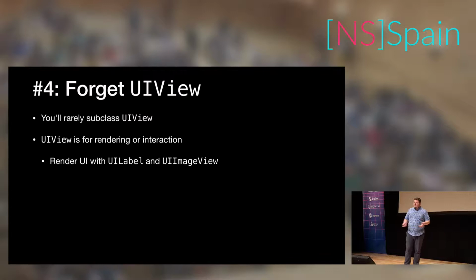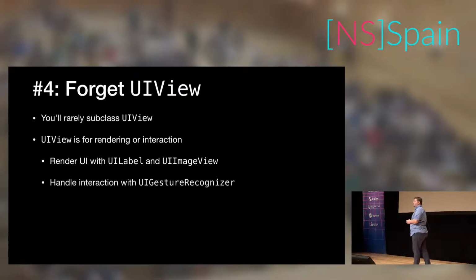Everything is pretty much drawn with label or image view. I can't think of exceptions to this. Interaction, if we need custom interaction, we can use gesture recognizers, right? So if we need custom UI, we can just compose it together out of these fundamental parts of labels to show text and image views to show pretty much everything else.